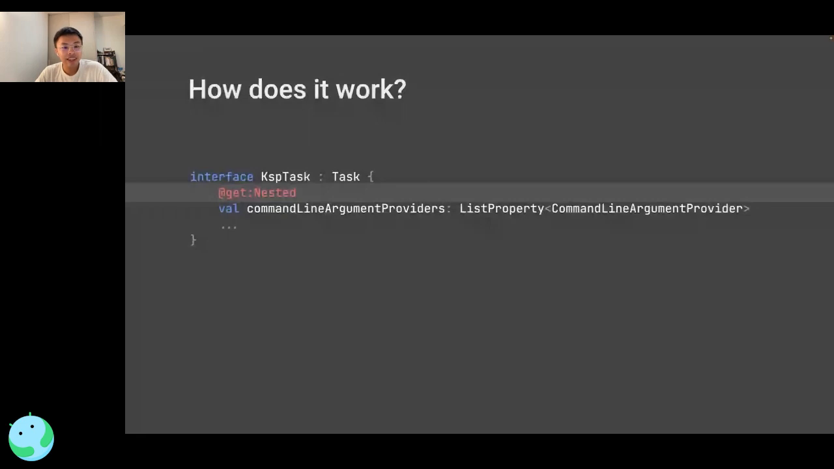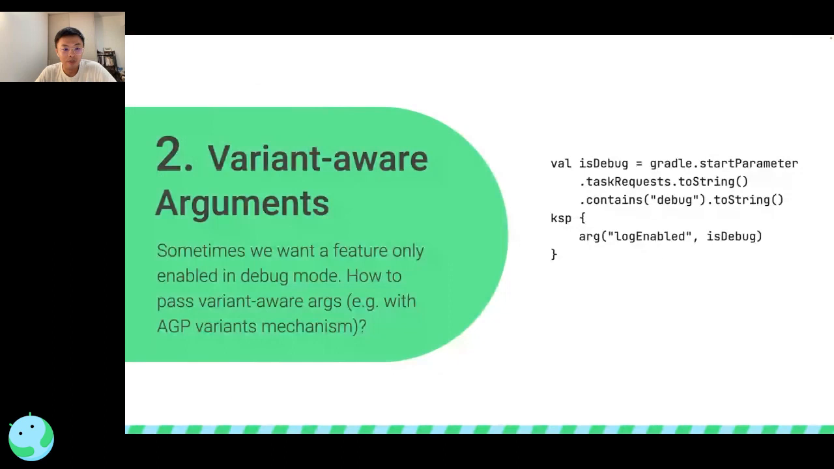The next, second one is also associated with KSP arguments. It's called variant-aware arguments. So the scenario is quite straightforward. Sometimes we want a feature only enabled in debug mode. For example, we want to add some logs to our generated file at debug stage. We may write the code just like this one. It checks the Gradle command and decides if we need to enable a log.